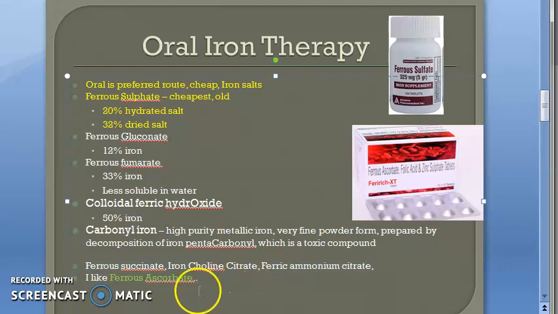Can you remember all these? Okay, anyways, just remember these. Ferrous sulfate is 20% hydrated salt and 32% dried salt. Then the colloidal ferric hydroxide is 50% iron. Carbonyl iron is actually the highest purity metallic iron. It is available in powder form, but it is prepared by the decomposition of iron pentacarbonyl, which is toxic. Iron pentacarbonyl is toxic. Okay, shall we move on now?